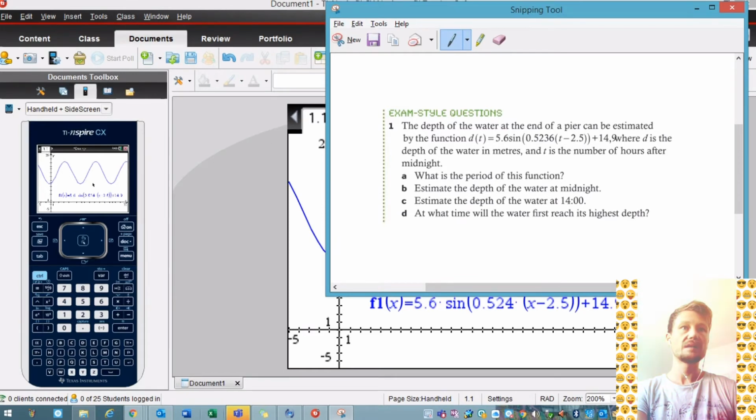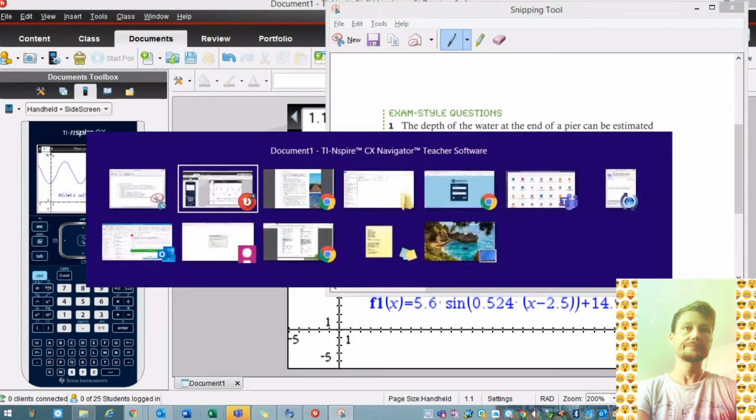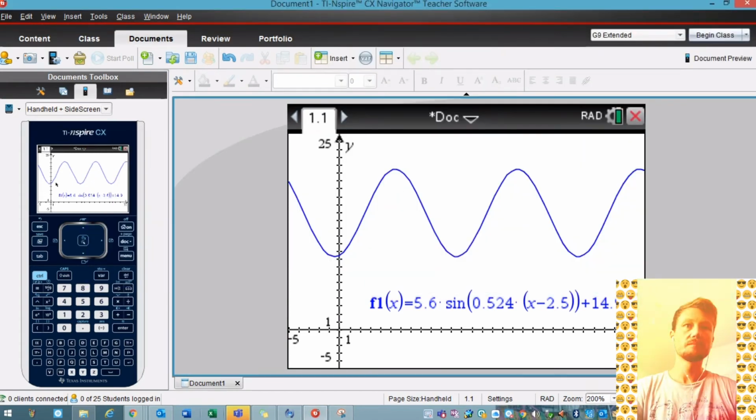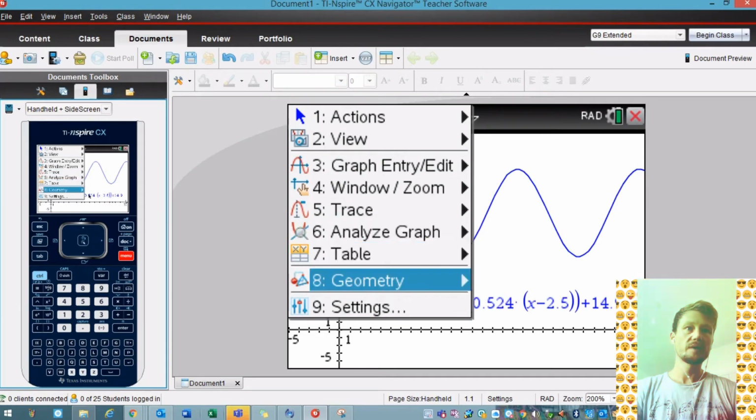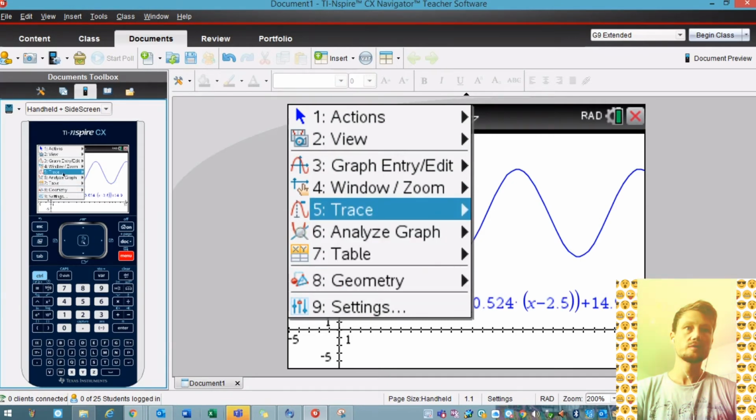B, estimate the depth of the water at midnight. Well, midnight is the y-intercept, because 0 is midnight, and we want hours after midnight, so that means that this here is midnight, the origin. So I want to find the y-intercept. So how do I find the y-intercept? Well, you could do it by calculator by just substituting 0 in for x and working out the answer, or you can just do graph trace.